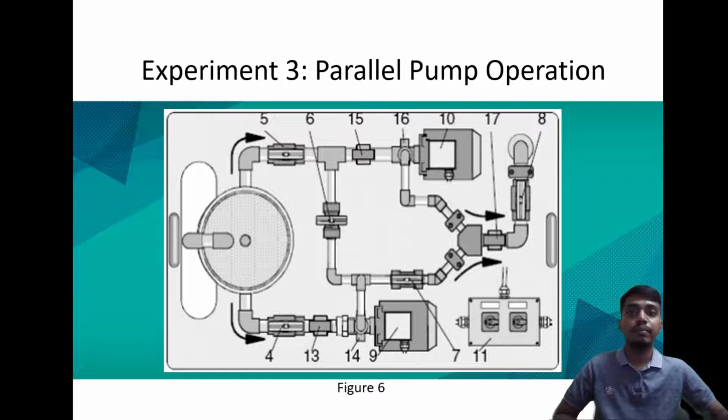Finally, for the parallel pump operation, the stopcocks were connected according to figure 6. The steps are similar to the series pump operation, except that for this operation, P outflow was measured at the outflow, which is at 17. That is it from me.